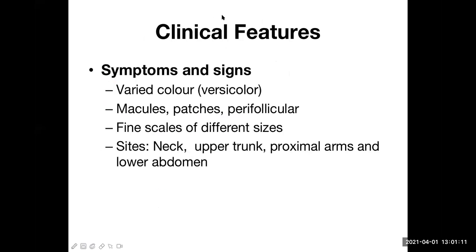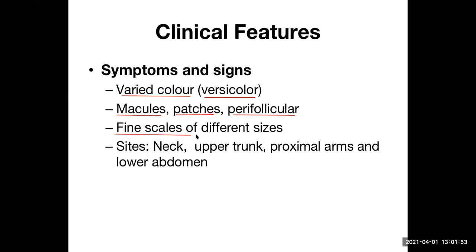Let's move on. Now, what are the clinical features of Tinea Versicolor? See here. The symptoms and signs: versicolor means varied color. Some of those lesions may look a little bit red, some may look whitish, some may look a bit in between. So versicolor is a varied color. This is an important point. And many of them are macules, or they are in patches, or they are present around the follicle, so they are perifollicular as well. So macular, patches, and perifollicular. Follicular means hair follicle.